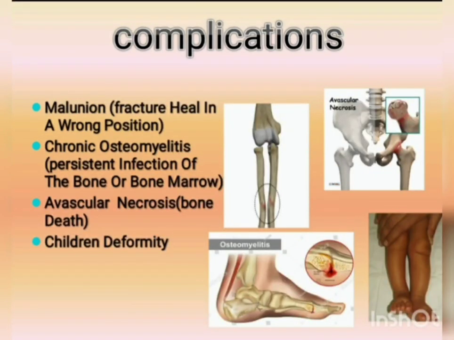Now, complications. Complications of a bone fracture can include malunion, that is, a fracture healed in a wrong position. In the case of an open fracture, an individual can develop chronic osteomyelitis, that is, persistent infection of a bone or bone marrow. Another potential complication is avascular necrosis, that is, bone death. This occurs when a bone loses its blood supply and dies. In children, a fracture affecting a growth plate can result in a deformity.